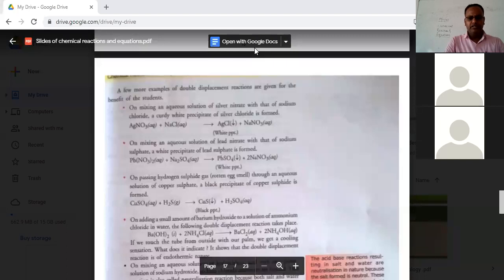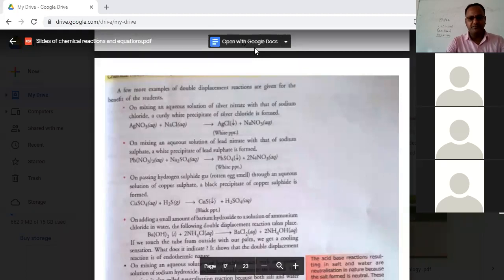Okay, Riya, you can mute yourself. Now next, Romita. Unmute yourself, Romita. Romita, what is a displacement reaction? I've just asked Riya also this question. The chemical reaction in which one element takes the place of another element in the compound. Okay, very good.